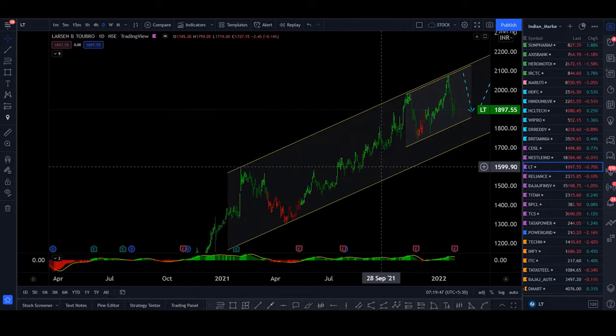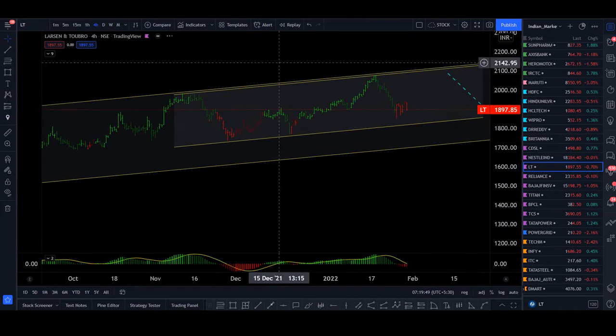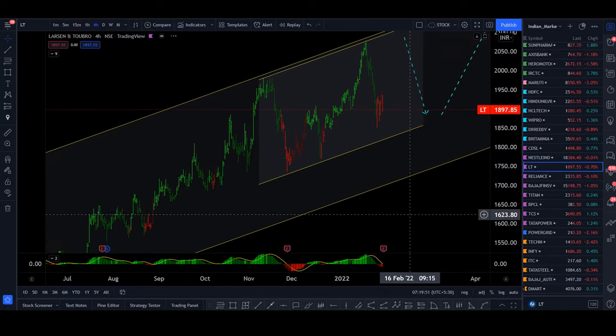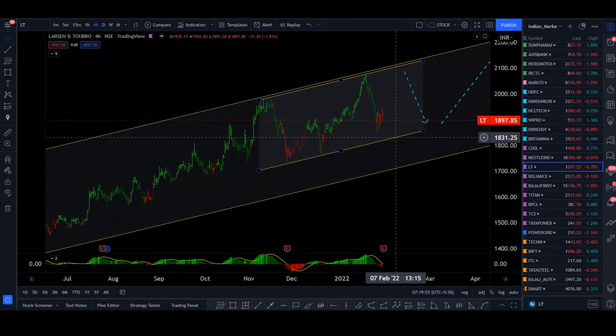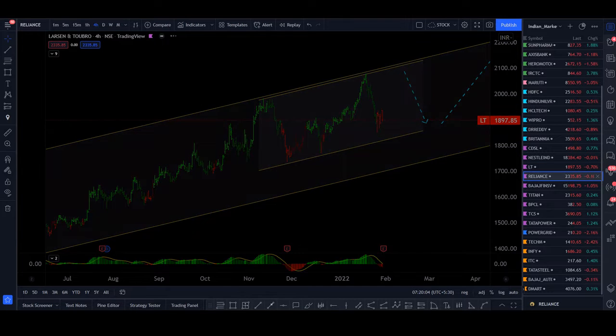L&T, same thing. L&T has also made a correction, and we are in the final C wave, but we are still waiting for it to complete its correction before we enter into the trade. So we still have some more time for this.